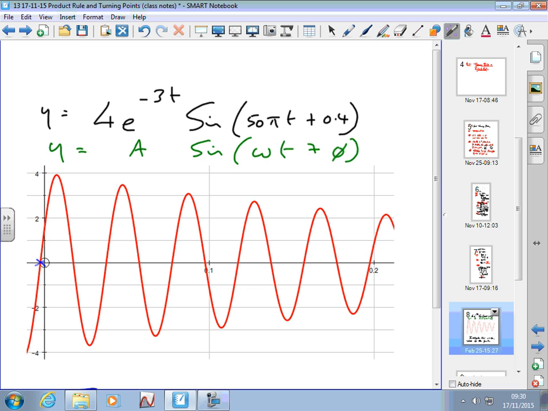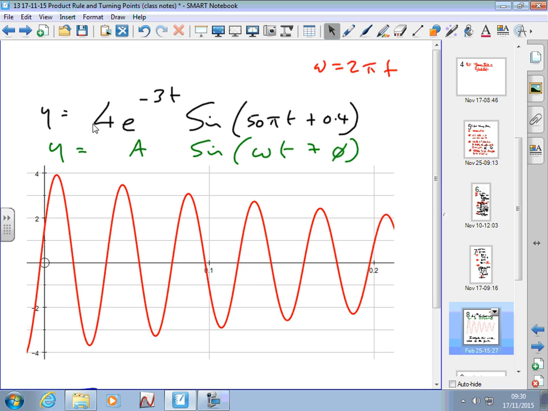If I wanted to know what the angular velocity was, that's 50 pi. So that means, omega equals 2 pi f, that's another formula I know. So if I divide omega, which is 50 pi, by 2 pi, I get the frequency. And that's 25. So I know the frequency is 25 hertz. And so the period must be 1 over 25, which is 0.04.